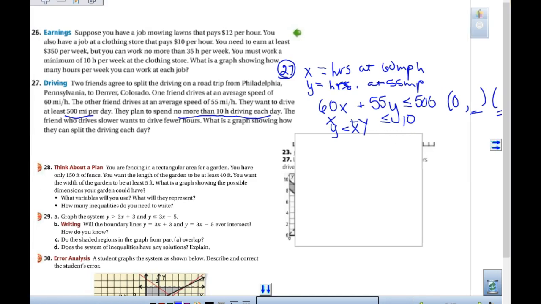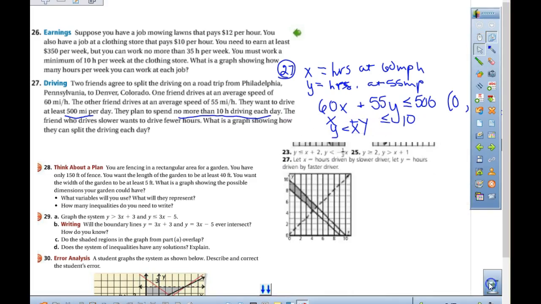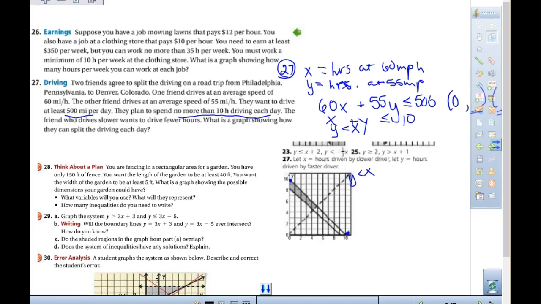And so when you looked at those equations, that was one of the things where people were kind of making mistakes. So that's why this one is y is less than x, right? This is your y is less than x. And then these are your other two. 0, 10, 0, 10. Oh, that's from this one, right? So when you're looking at this equation, your y-intercept would have been 0, 10 and 10, 0.